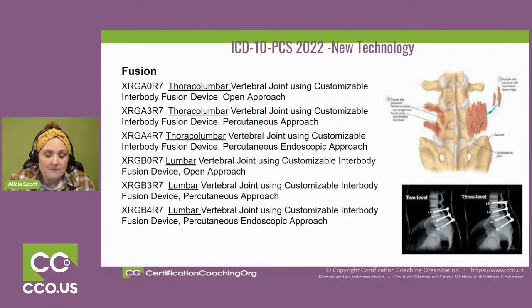What are we doing? Well, of course, we're fusing, and we're using a customizable interbody fusion device for every single one of these. And then there are different approaches. So for the location, thoracolumbar or lumbar, we're using the same fusion device, and then different approaches for these new codes. And again, I wanted to add that on there to show you how they do it. It's kind of cool what they do.